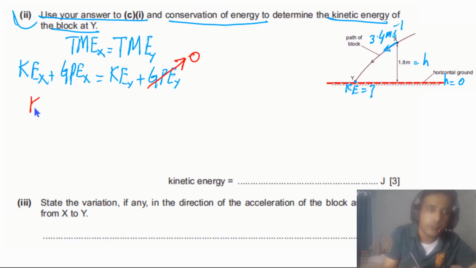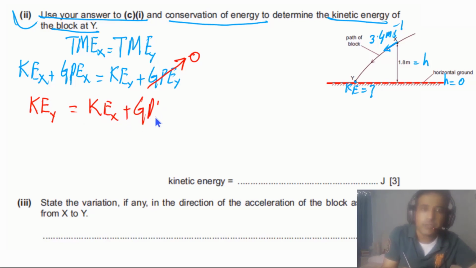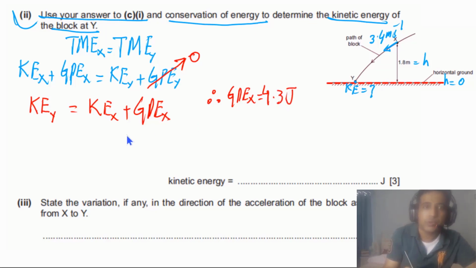So now we can rearrange and write kinetic energy at point Y has to be equal to kinetic energy at point X plus GPE at point X. For this question, we already calculated GPE at X in the previous part. That was equal to 4.3 joules. So we can write here, this is equal to 4.3 joules.